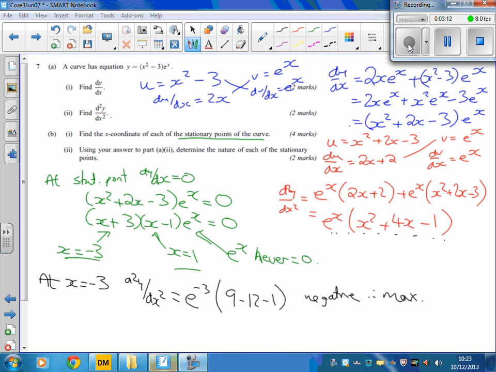And just repeat the same idea with the throwing in the 1 as well, and that turns out to be positive, so it's the minimum.